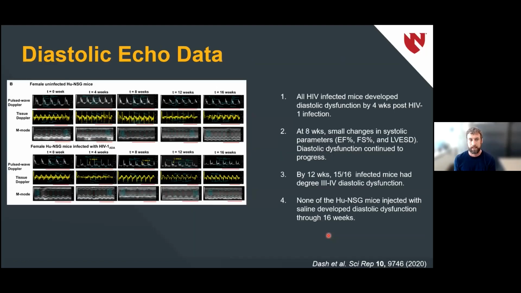When we look at the diastolic dysfunction in our humanized mice, we don't see a change in the uninfected humanized mice. And I know there's a lot going on here. I'll zoom in in a second, but I just wanted to point out that there's really no change in the diastolic dysfunction in the humanized mice. Okay.